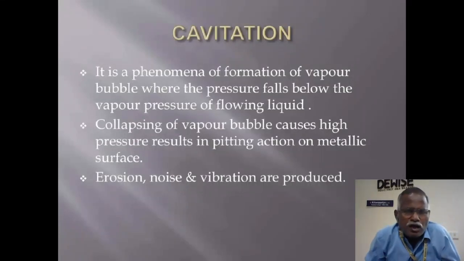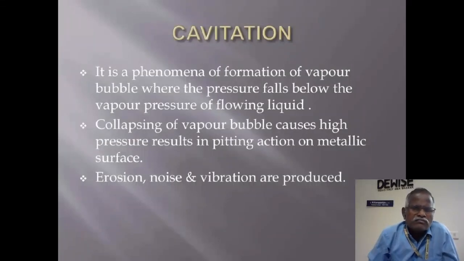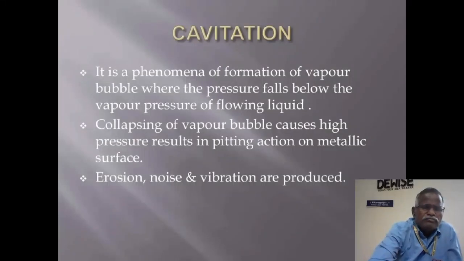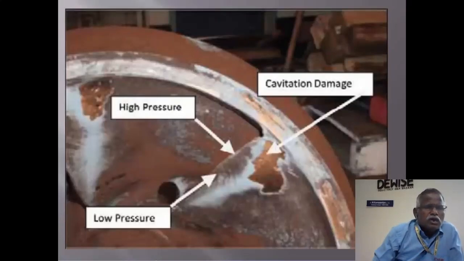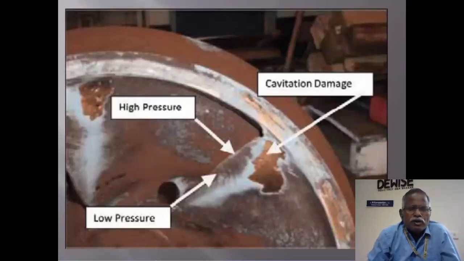Cavitation is the main phenomenon: formation of vapor bubbles where the pressure falls below the vapor pressure of the flowing fluid. Collapsing of the vapor bubbles causes high pressure and results in noise. Pitting action on the metal surface, erosion, noises and vibrations are produced. Cavitation can damage the pump. You observe the damage of the pump impellers due to cavitation.